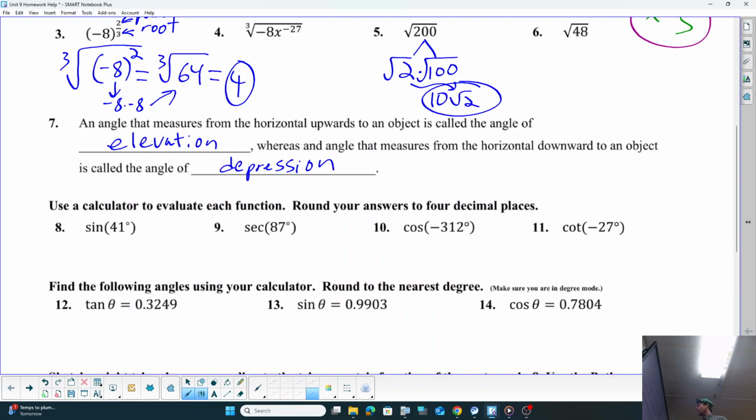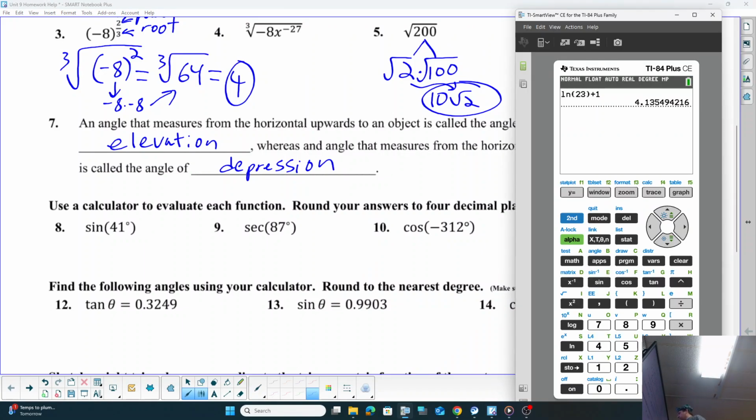Use a calculator to evaluate each function. Round your answer to the nearest 4 decimal places. That's too easy for you, but give it a try. Go ahead. So sine 41, you type it in.